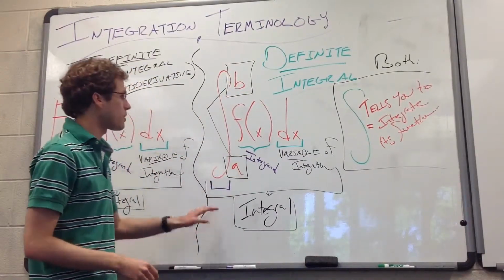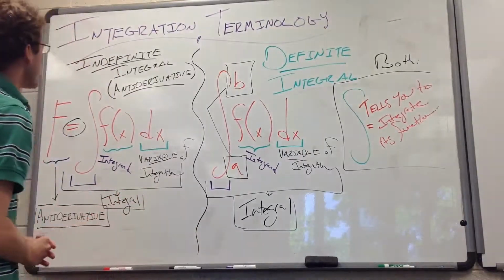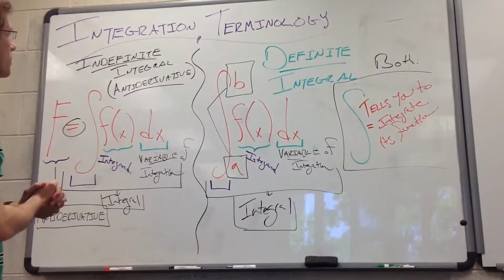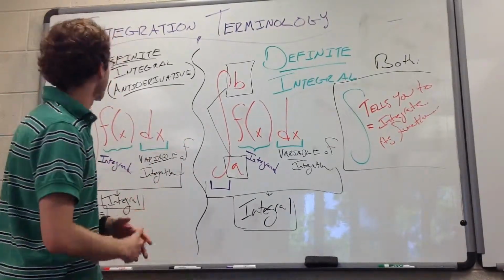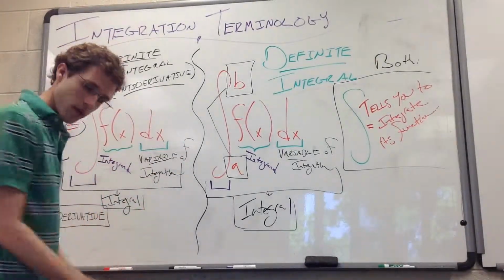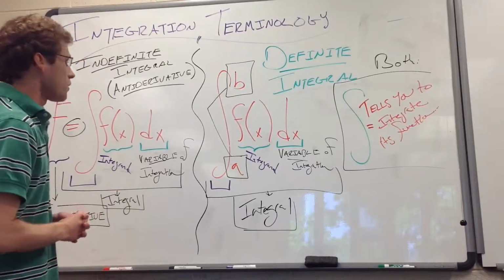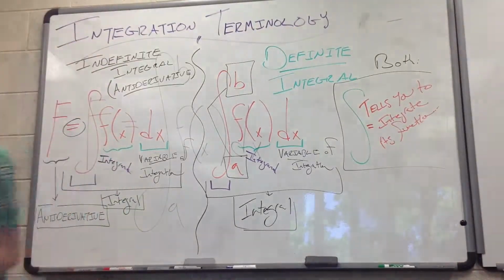Now this is getting a little bit messy, so I think what I'm going to do is go ahead and erase all of this and then rewrite one new giant indefinite integral and label everything again so that it can be really concise what we're talking about.